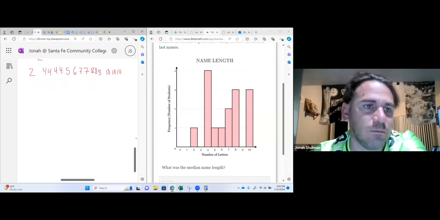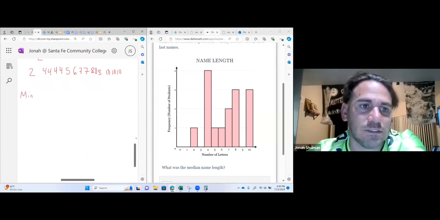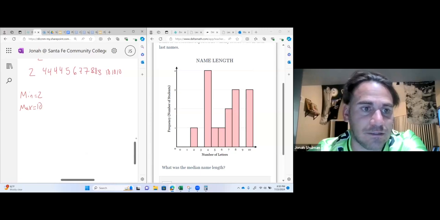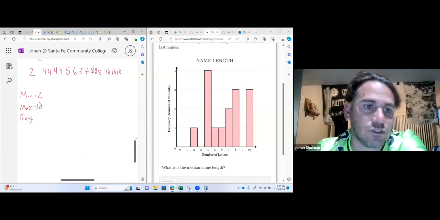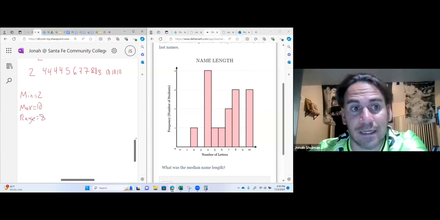So the first one, we'll do the minimum. What is the smallest number? It is 2. What is the max number? What's the biggest one? 10. So if I want my range, it's going to be 10 minus 2, which is 8.